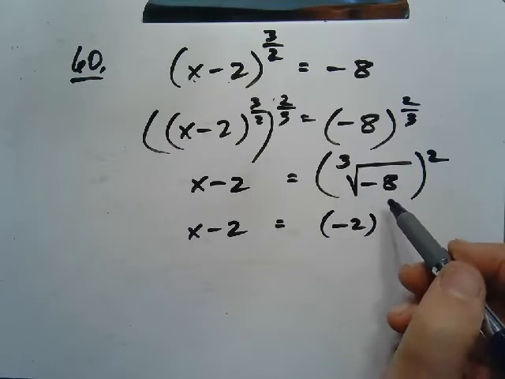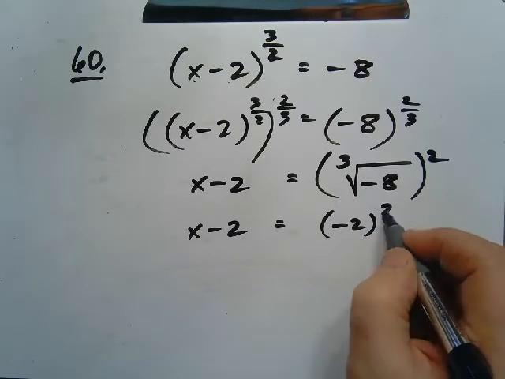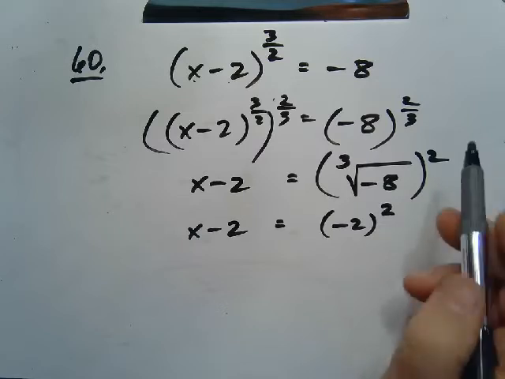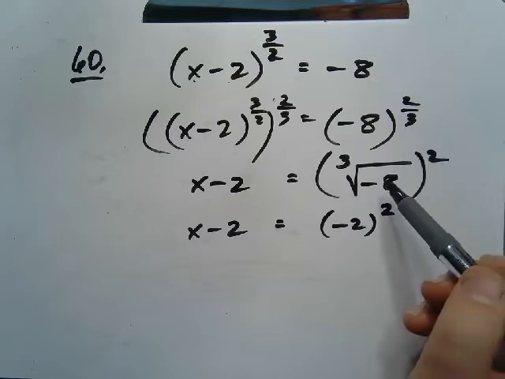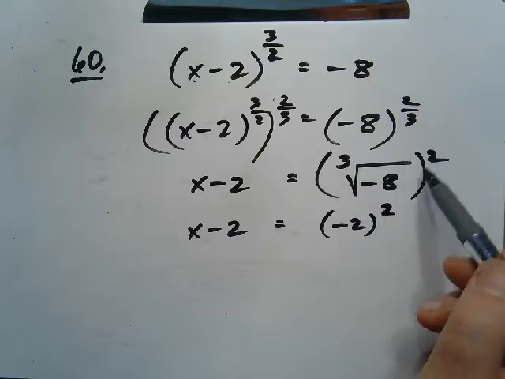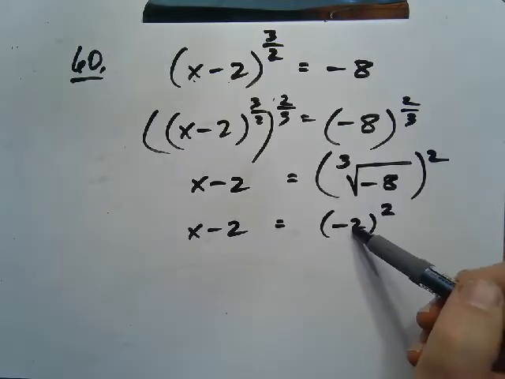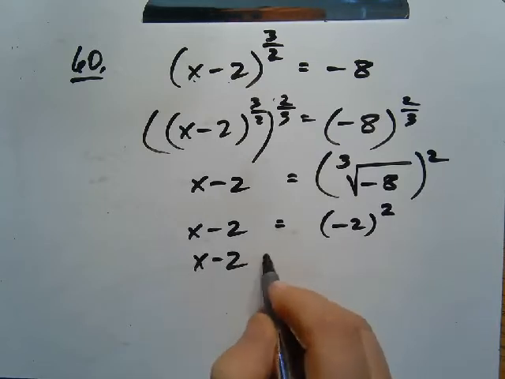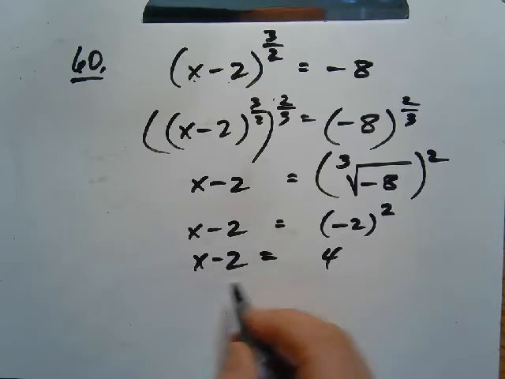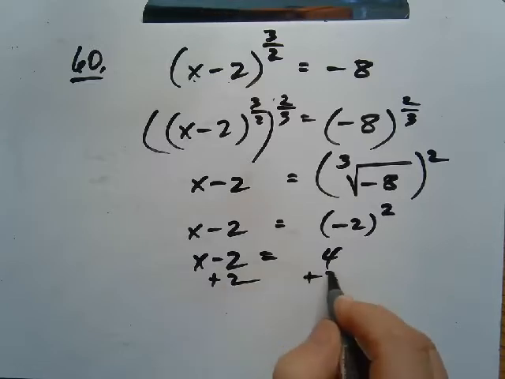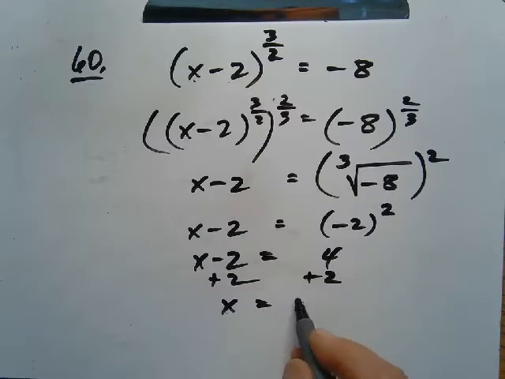Negative 2 times negative 2 times negative 2. And if I square that, remember, there's the power and there's an index: 2 is a power, 3 is an index. Cube root of negative 8 squared. Cube root of a negative 8 is a negative 2. So I get x minus 2 equals negative 2 squared. Well, negative 2 squared is 4. Let's add 2 to both sides, and we find out that x is equal to 6.